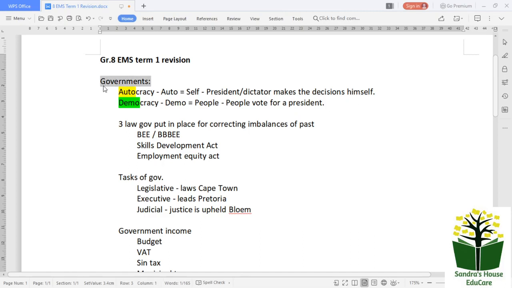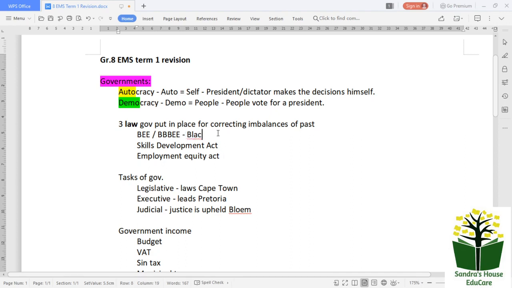So we're continuing with governments, and let's have a look at legislature, okay? Laws, basically. In South Africa, one of the problems that the government has is to fix mistakes of the past. During apartheid, there were a lot of imbalances between the white population and the non-white population. So the government has put some laws into place to make sure that the imbalances of the past are corrected.